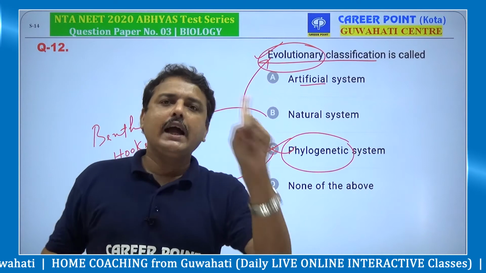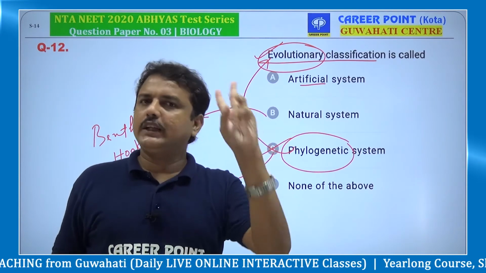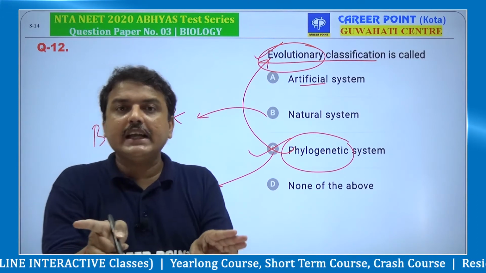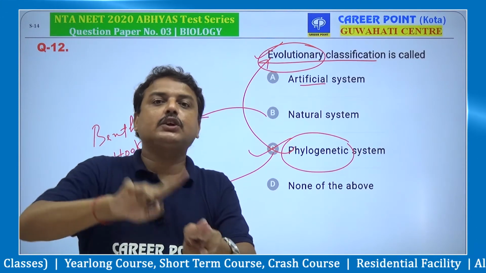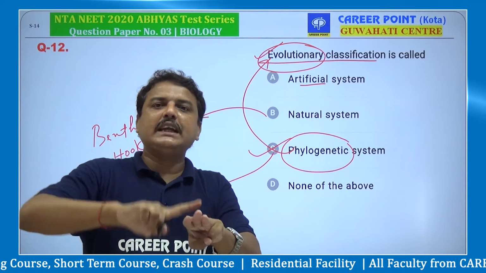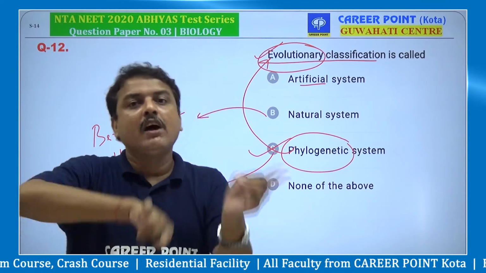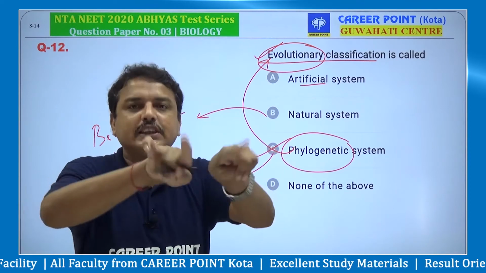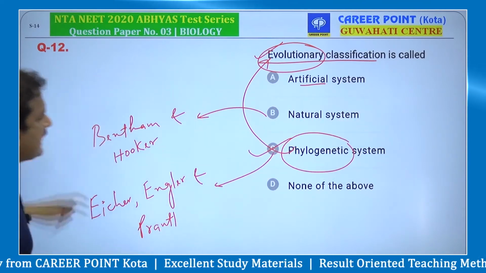Taxonomy means identification, classification and nomenclature. But if along with taxonomy the evolutionary history is also studied, then it is called systematics. So systematics means taxonomy plus phylogeny. Phylogeny means evolutionary or ancestral history. Clear? So here the answer is C.